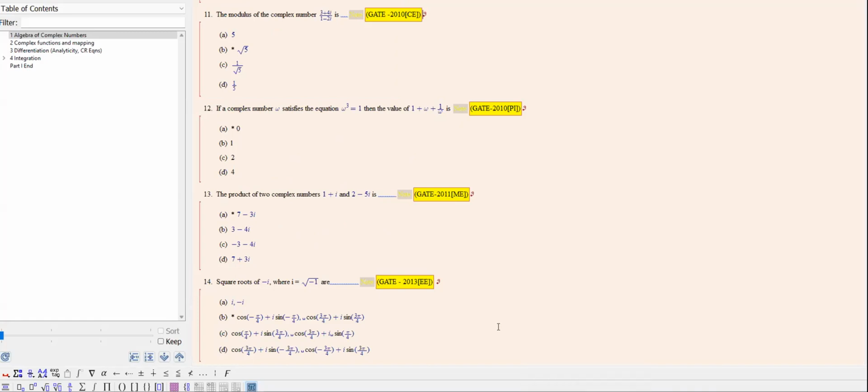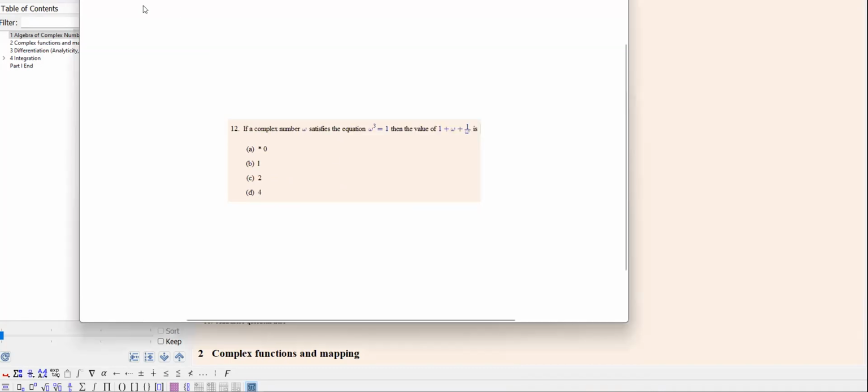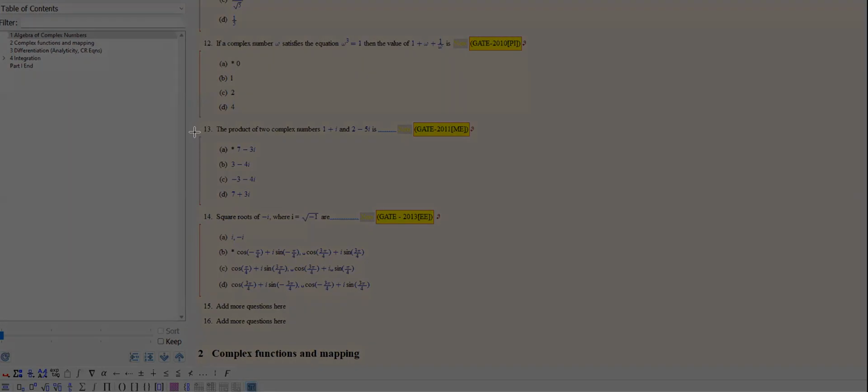It was a very simple problem. It was oral actually, if you know the properties of cube roots of unity. I'll skip this 13th one, the product. Oh, the product is simple.